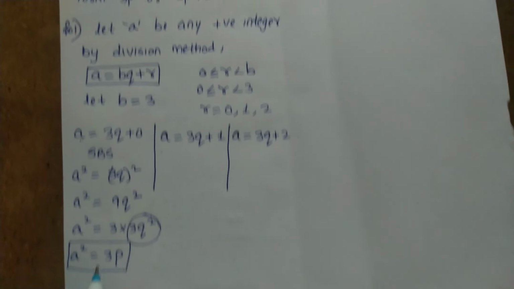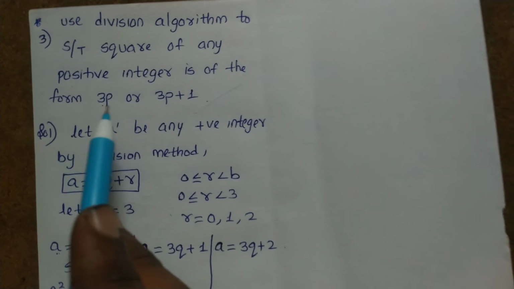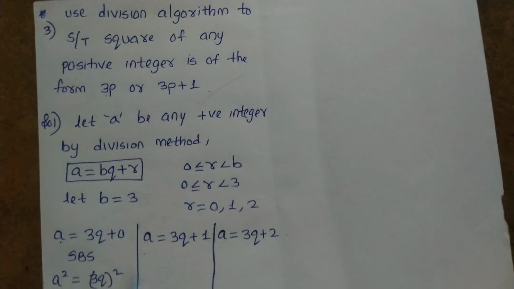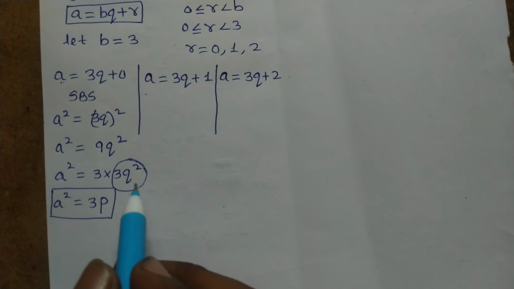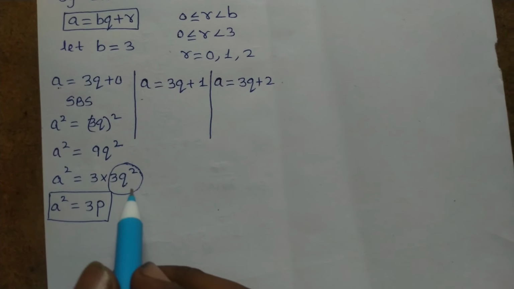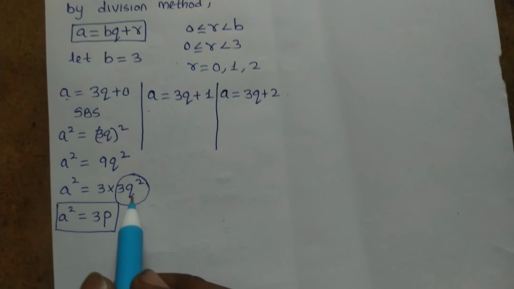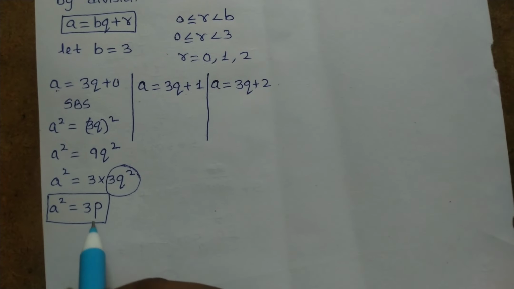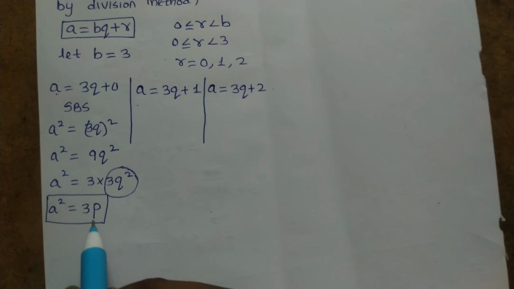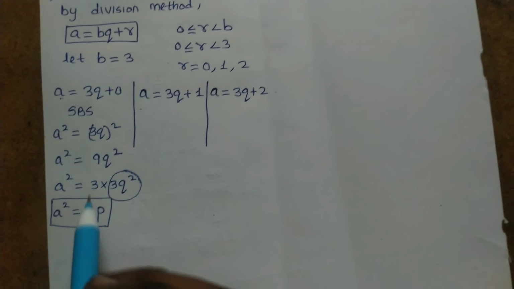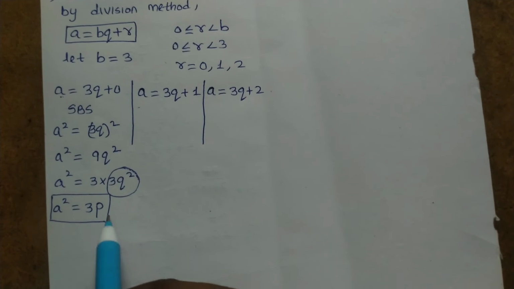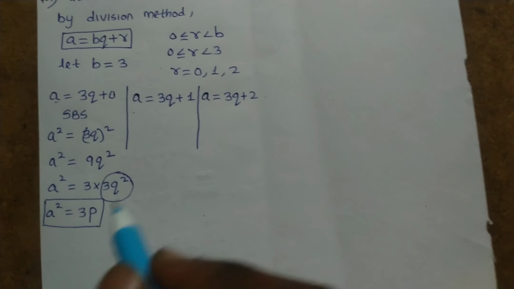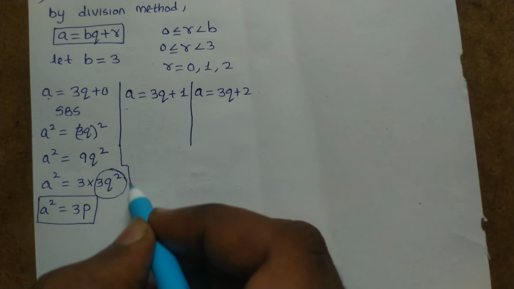Is it the same as what they are asking us to prove? 3p. Here q means any positive integer you can take, so you will get some value. That value I am assuming here as p. So we are able to get the first conclusion: the square of any positive integer is equal to 3p. It is in the form of 3p. That is fine, that is completed.